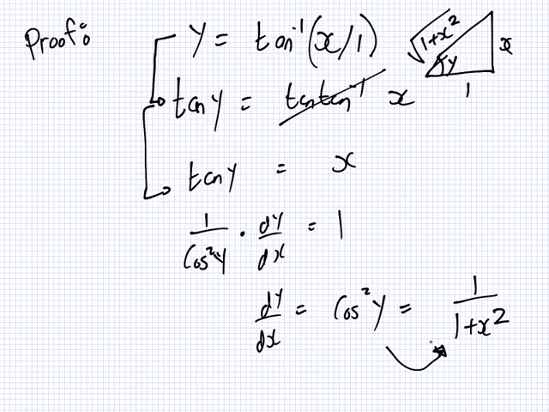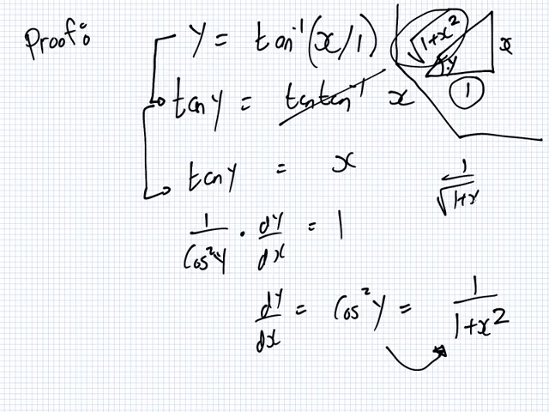I still can't understand why cos squared y equals that. Yeah, from this triangle, cos y is this over this. So that's 1 over root 1 plus x squared. But it's cos squared, so the root is gone. But why can you draw that?